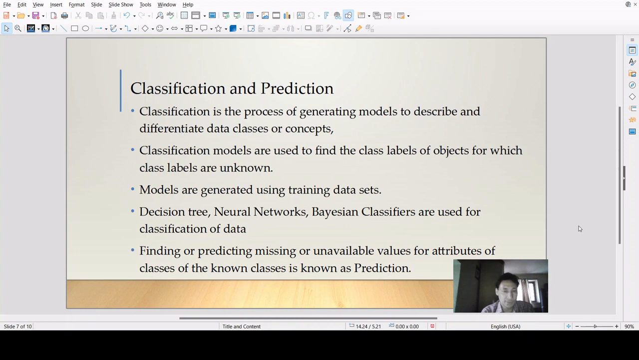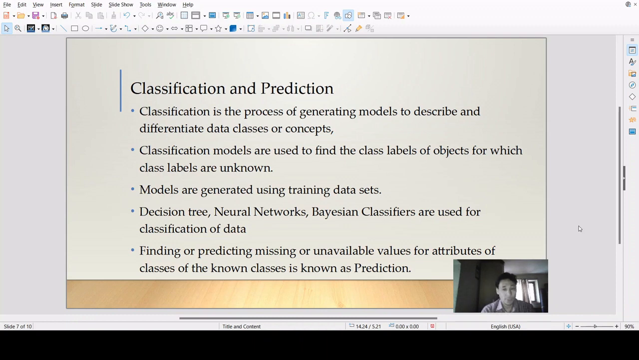Classification and prediction is another functionality of data mining. Classification is the process of generating models to describe and differentiate data or concepts. When we analyze the data on a certain subject, for example customers, we can find different types of classes among those customers. On the basis of customers' buying behavior, we can say, okay, these are the frequent buyers and these are the non-frequent buyers. On the basis of how much money they are spending during purchase, we can also categorize the customers as budget users or big spenders.